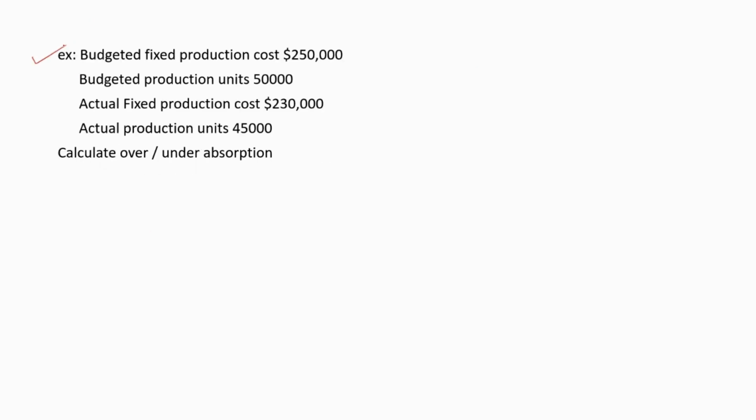Now let's do this example. Budgeted fixed production cost is 250,000. Budgeted production units is 50,000. Actual fixed production cost is 230,000. Actual production units is 45,000. Calculate the over or under absorption. Over or under absorption is equal to actual units multiplied by the FOAR minus actual fixed production cost.